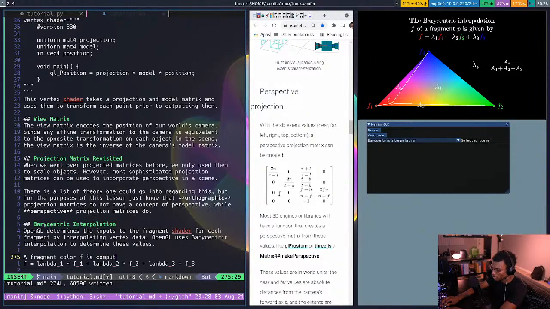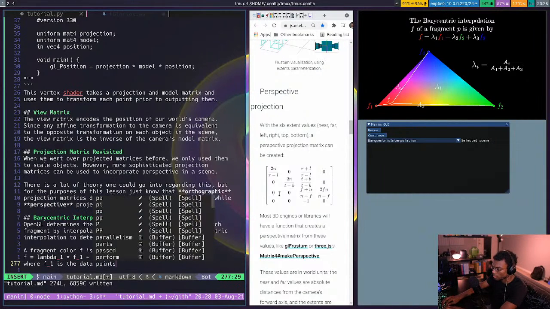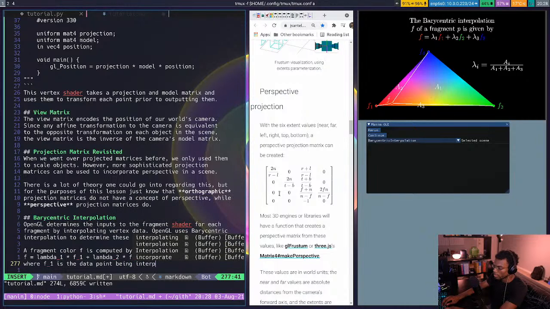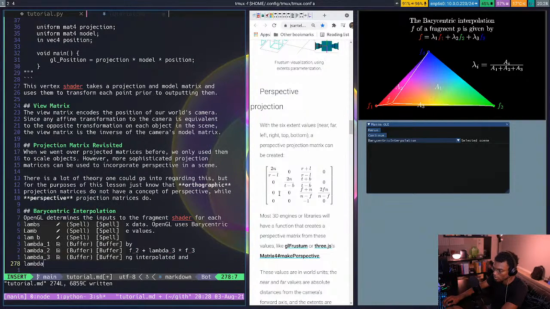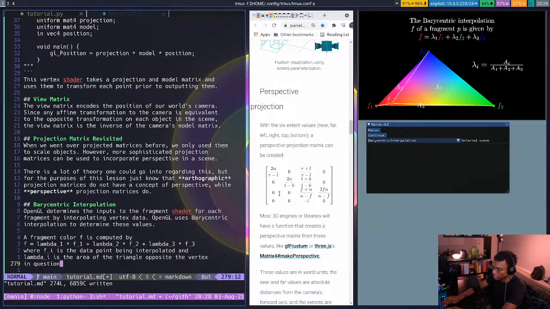Fragment color F is computed by this, where S_i is the data point being interpolated, and lambda_i is the area of the triangle opposite the point, opposite the vertex in question. Kind of an awkward explanation.